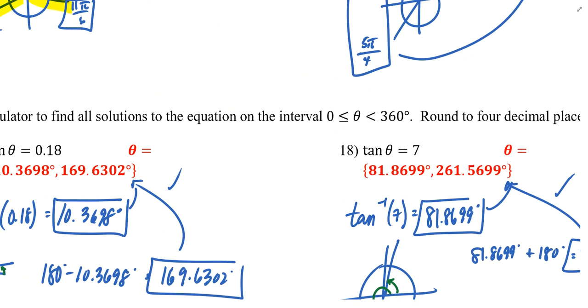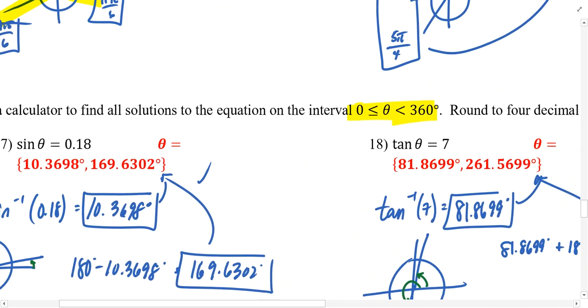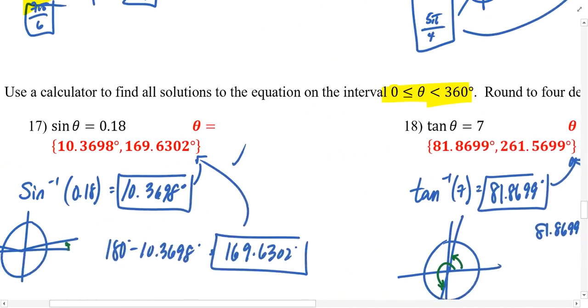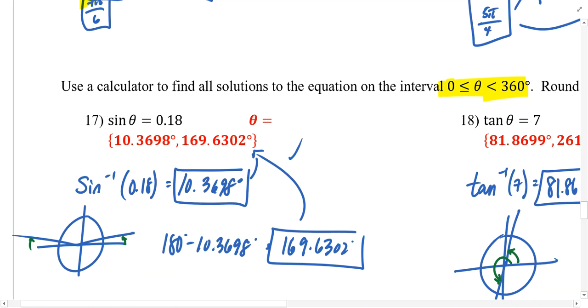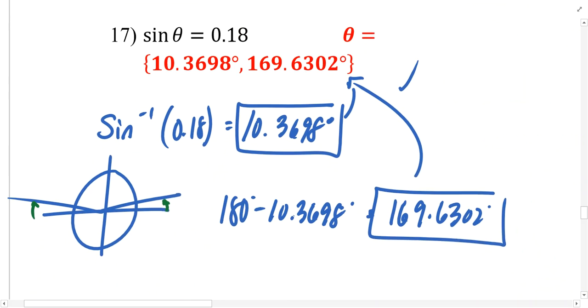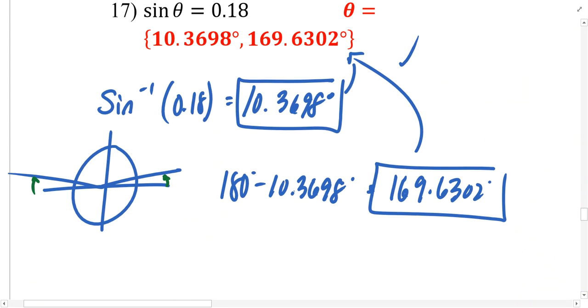Here's an example of a trig problem where we're going to answer in degrees. So again, the instructions weren't explicit about saying to put your answer in degrees, but the domain restriction was in degrees, so that's what we're going to go with. Now, sine of theta is supposed to equal 0.18, and the way we would solve that, of course using a calculator, is we would enter sine inverse of 0.18. But the calculator is only going to give us one solution, and that's 10.3698 degrees.